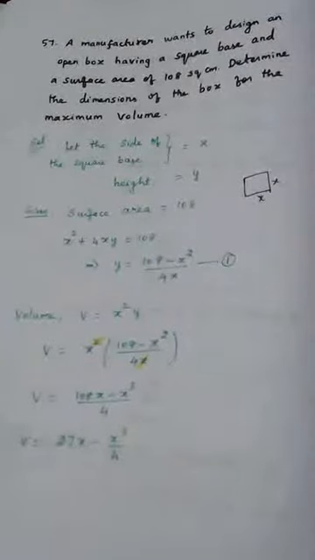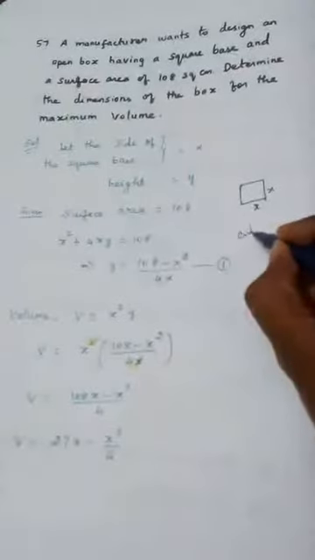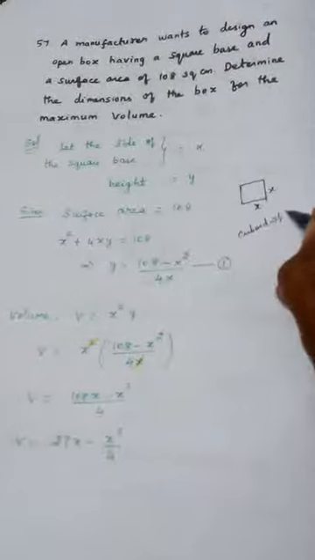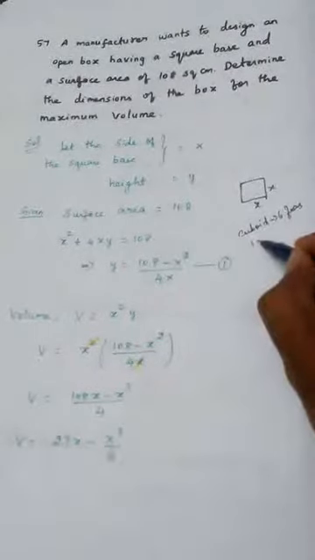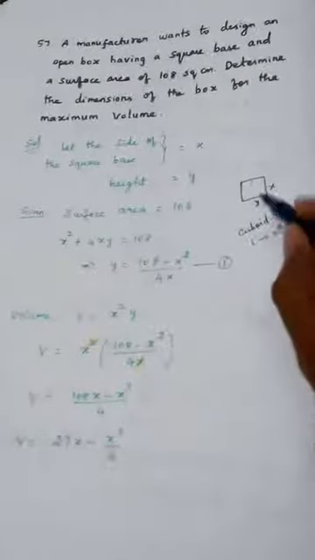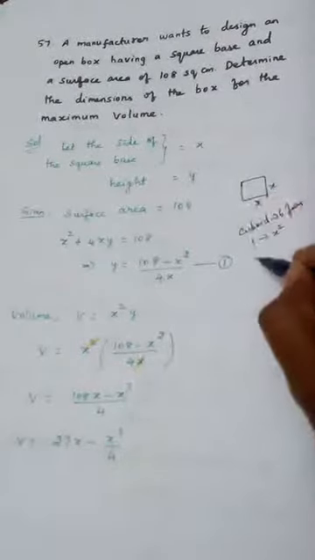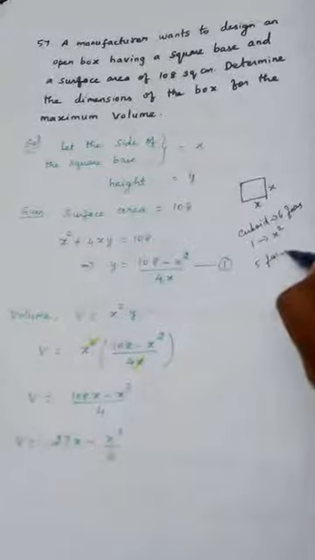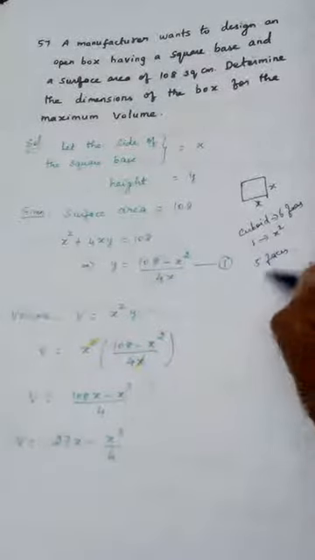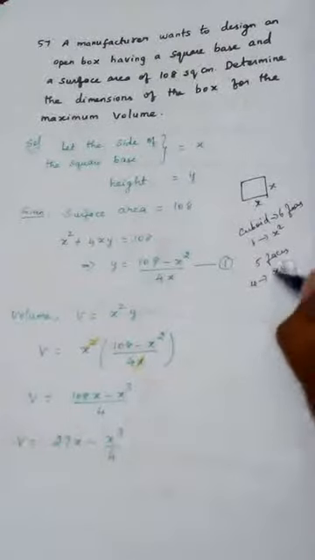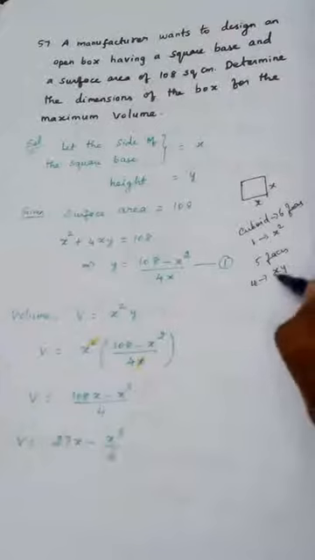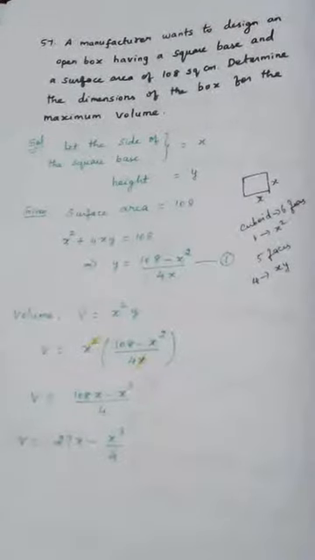Again I repeat, a cuboid means 6 faces we will have. Out of that, one area is x square and the top will be open, so only 5 faces will be there. Out of which the first one's area is x square. The remaining 4 are rectangles. The area of a rectangle is length into breadth, so x into y. 4 times xy. Try to understand this concept. That is the surface area. The formula is written as x square plus 4xy.